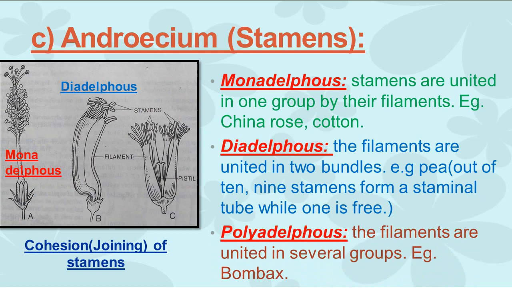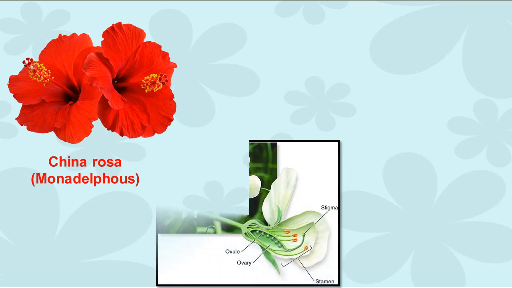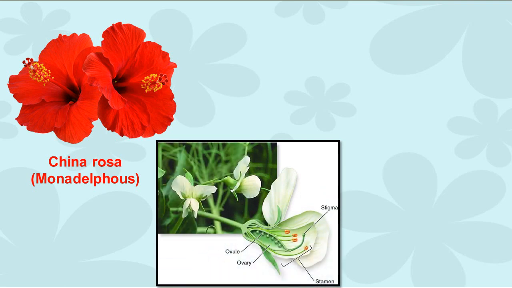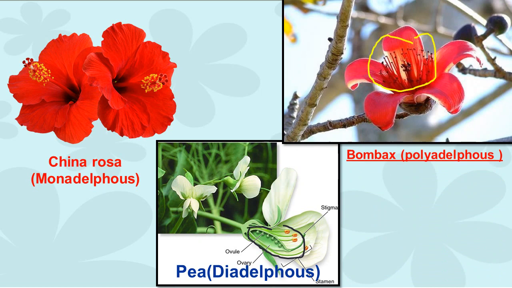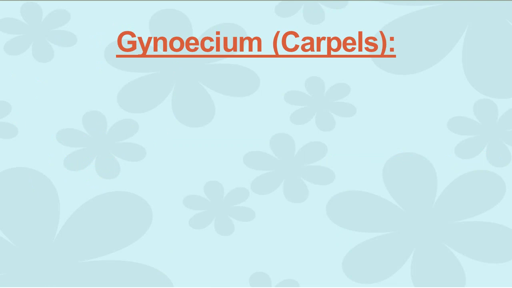And third is the polydelphous stamen. So in polydelphous stamen, the filaments are united in several groups, for example Bombax. Okay, so this is the structure of a polydelphous stamen. Here I have shown different examples. This is China rose, an example of monadelphous stamen, in which the filaments are elongated in shape. And second, this is an example of a diadelphous stamen, that is pea flower. And third is the example of a polydelphous stamen, that is Bombax, in which the stamens are present in several different groups.